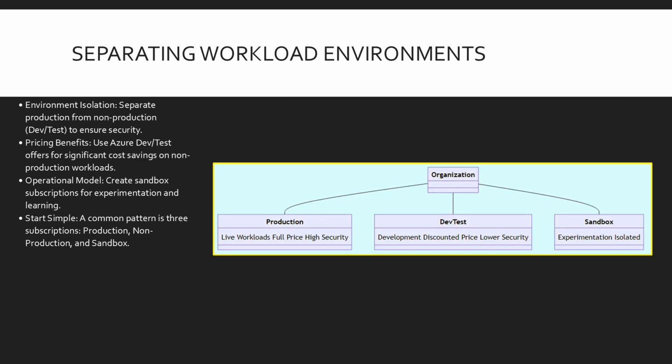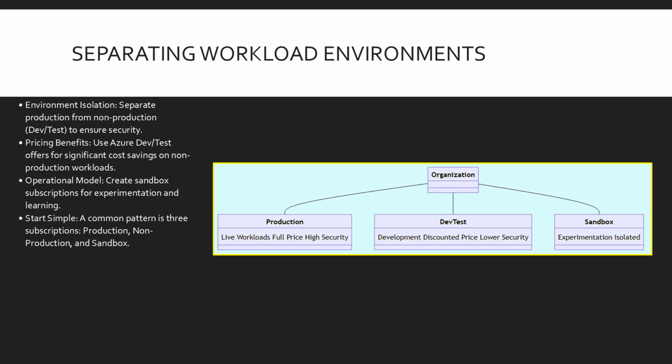A critical architectural best practice is to use subscriptions to separate your environments. You should strictly isolate your production workloads from your non-production or dev/test environments. This isn't just for security, it's also for cost. Azure offers special dev/test pricing that provides significant savings, but you can only apply this to non-production subscriptions. We also recommend creating sandbox subscriptions for experimentation. A good starting point for most organizations is 3 core subscriptions: 1 for production, 1 for non-production, and 1 for sandbox.